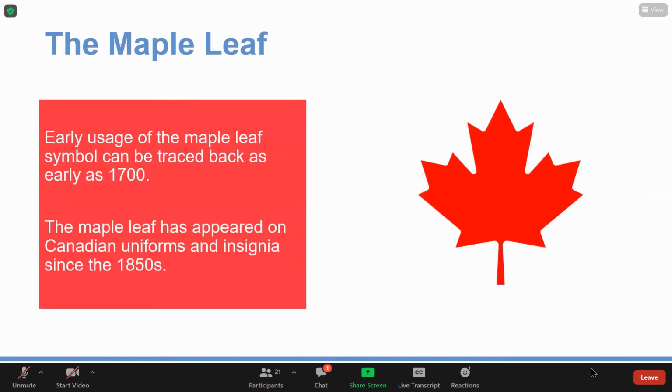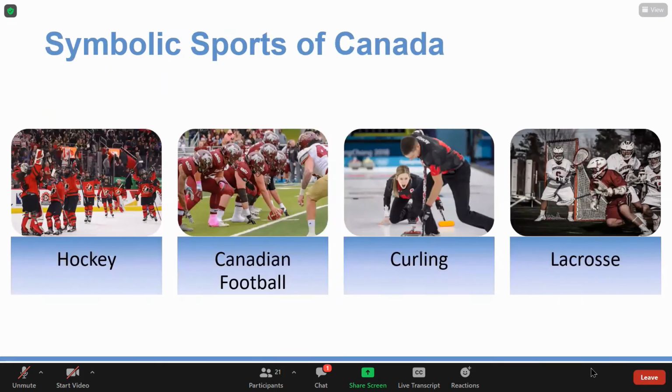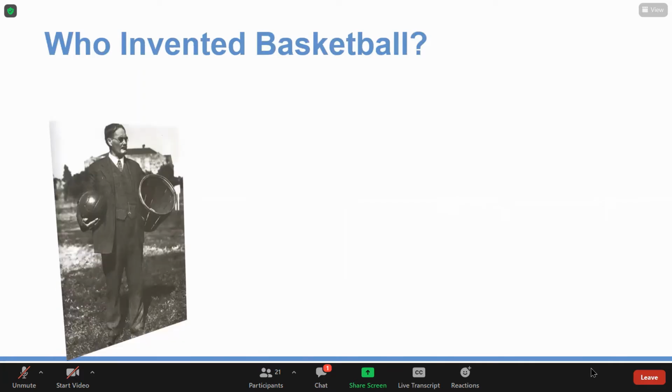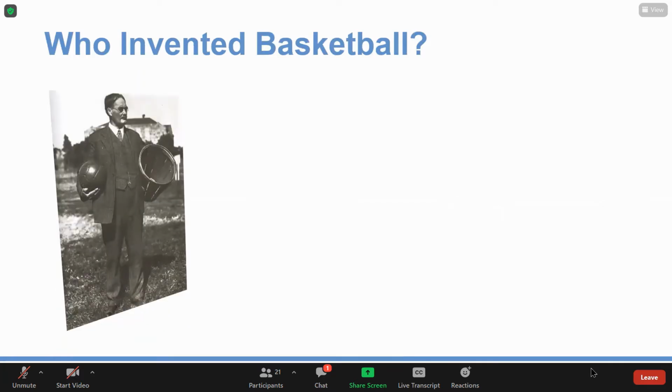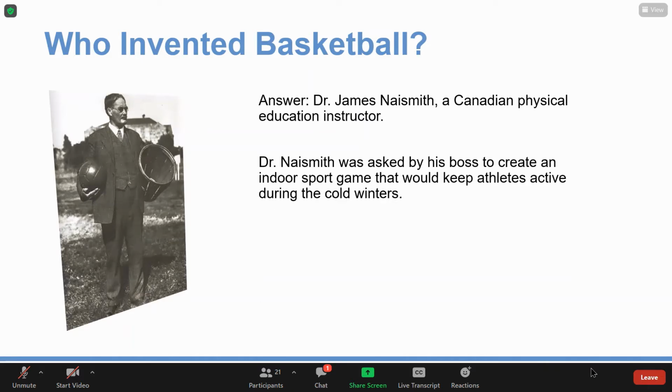So we're just gonna go back to coats of arms, and then these are the Canadian sports as well that we talked about, and then basketball. So basketball is a Canadian invention, even though it's super famous in the NBA in America, and it was invented by Dr. James Naismith, who was actually a physical instructor, educator, like he was a sports teacher, basically.